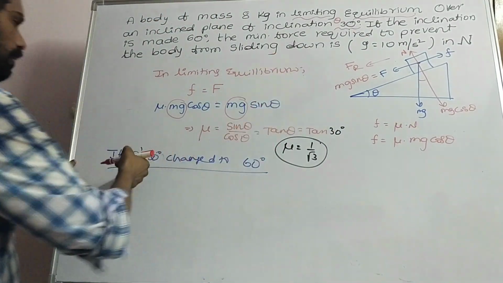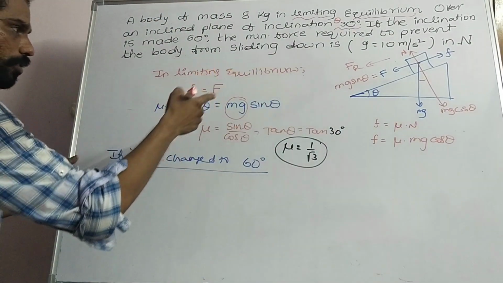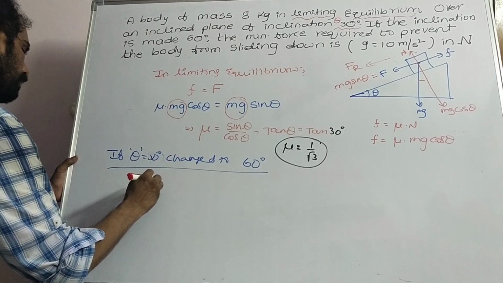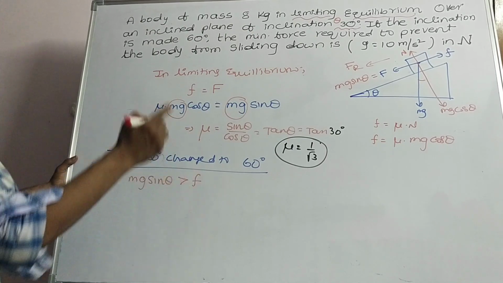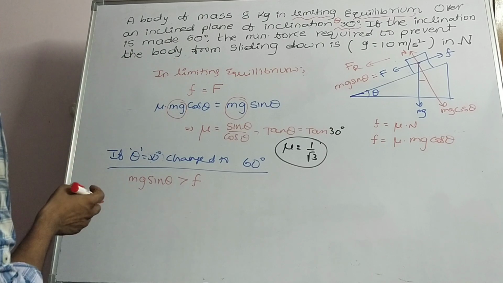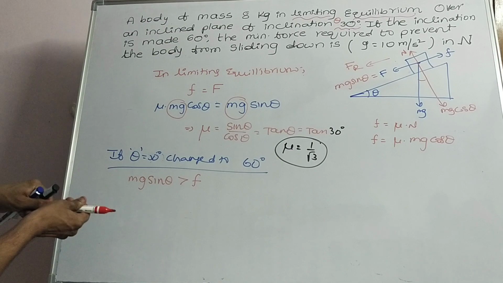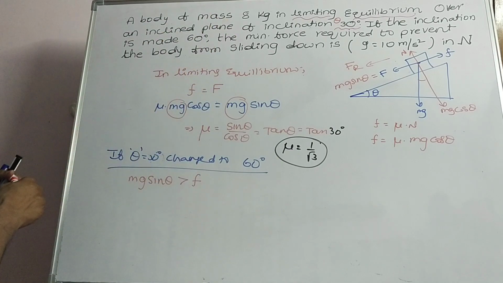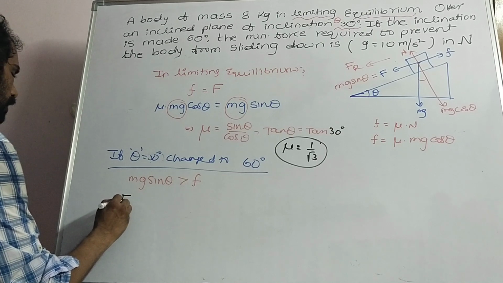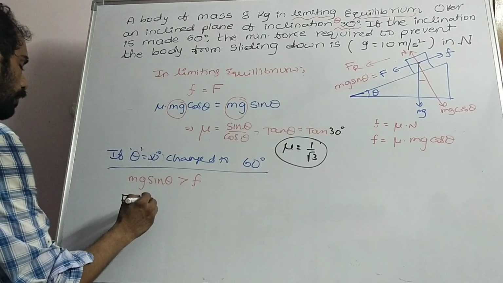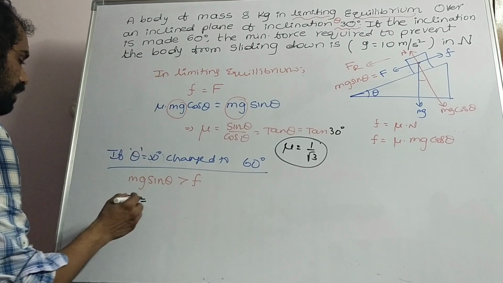And in that situation, as the body is ready to slide or is in motion, mg sin theta will be greater than the friction force. Then only the body starts motion. But we have to apply the minimum force to prevent the body from sliding down, which is Fr, the resultant force required to prevent the body from sliding down.